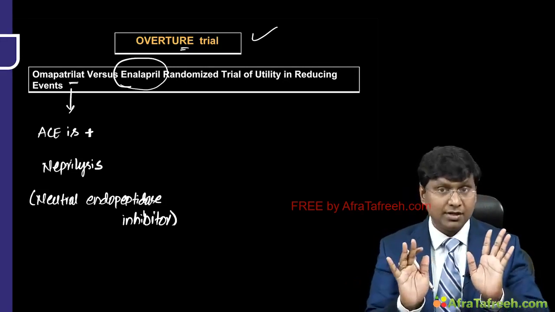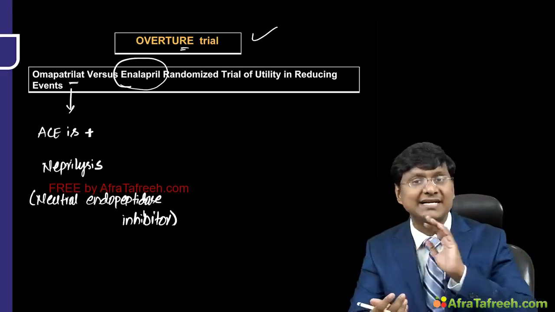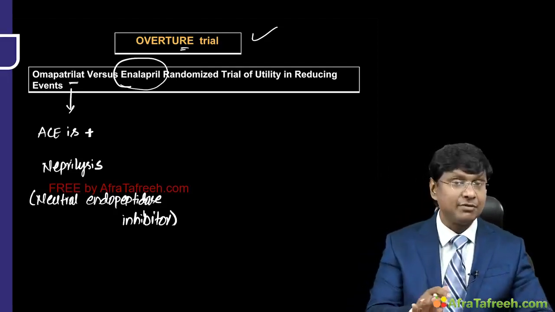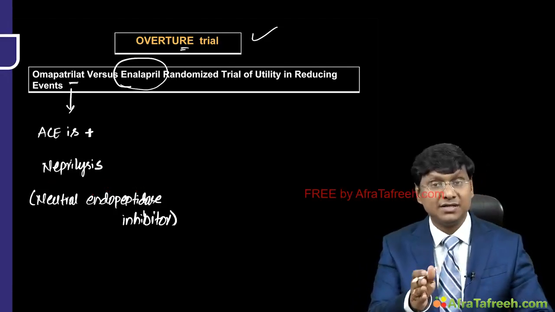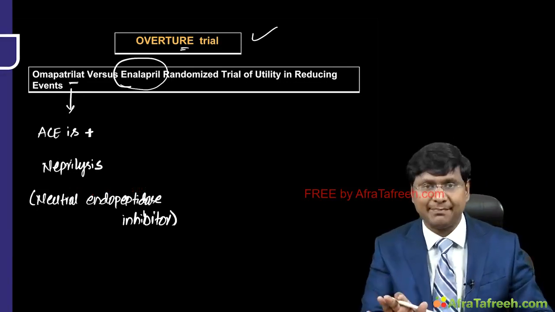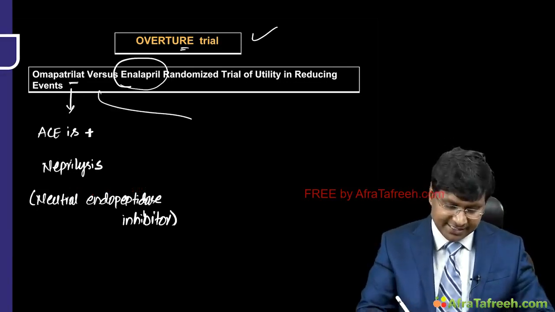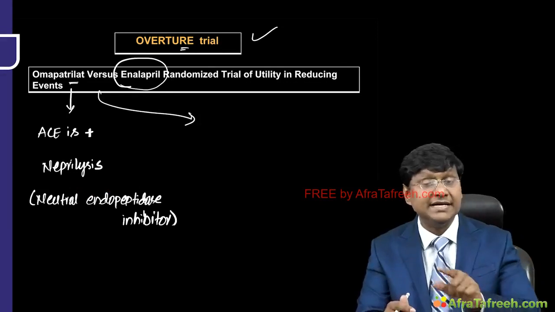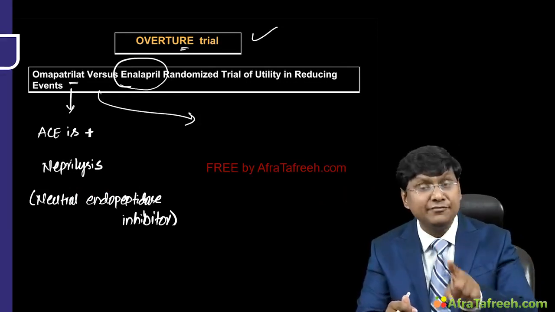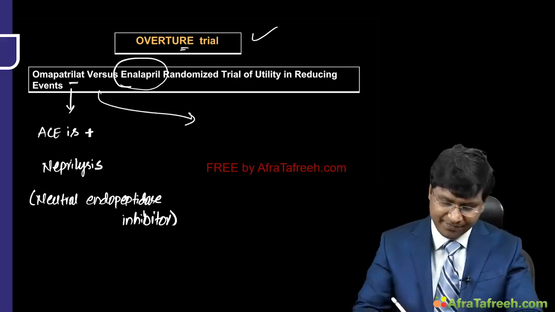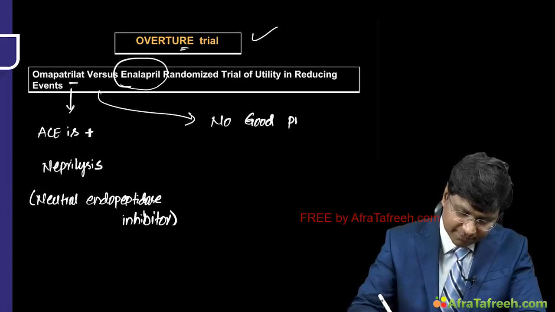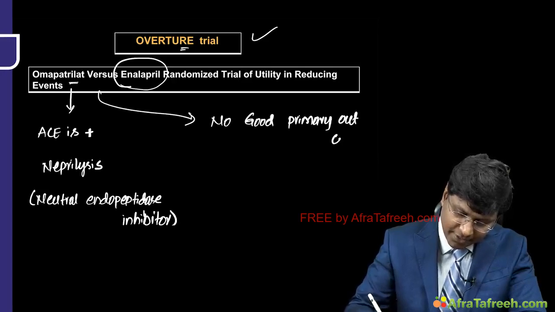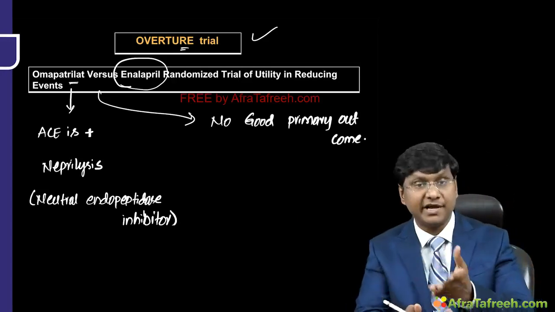So now what this study result has shown, let me tell you. What was the name of the trial? That is the OVERTURE trial. Here omapatrilat was compared with only enalapril. This particular drug, omapatrilat, did not favorably influence the primary outcome. So there was no good primary outcome. What was that primary outcome?